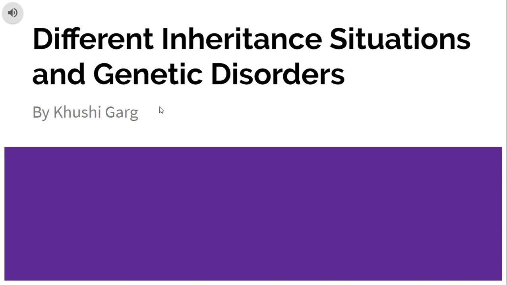Hi everyone, so this is the third genetics video in the genetics video series, and this video is on different inheritance situations and genetic disorders. So in the last video we talked about the structure of DNA, alleles of DNA, and how you get your looks from your parents. Well, in this video we're basically just going to go a little bit more in depth with that. So let's get into it.